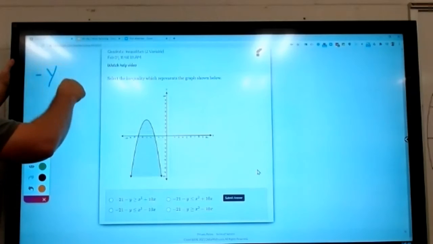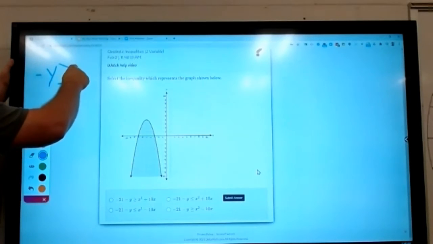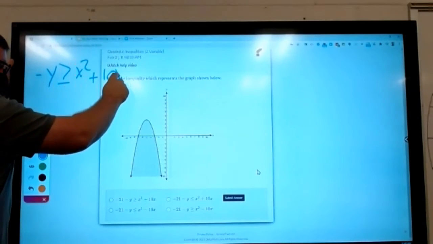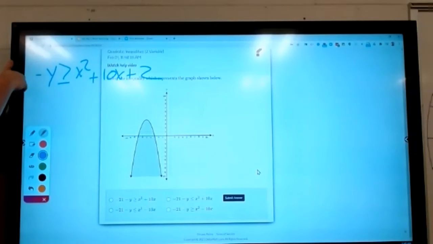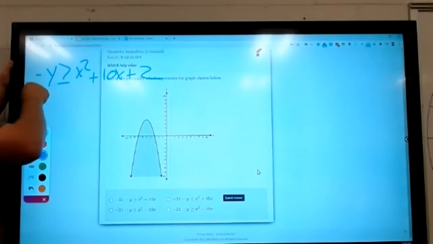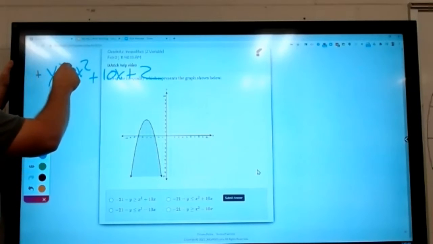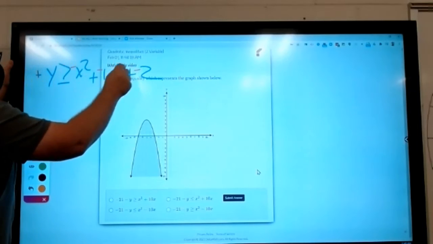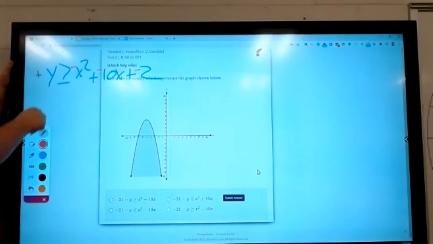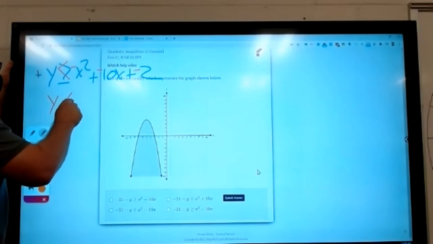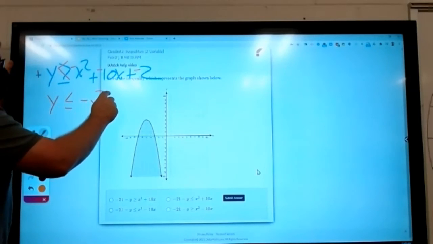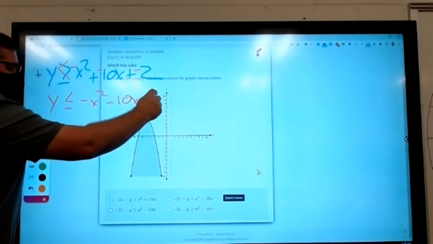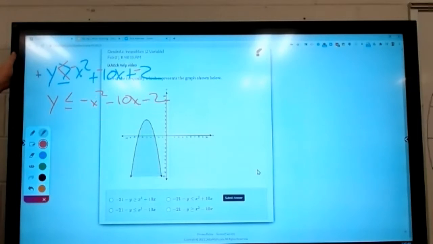Y, if I move that 21 over, what's wrong? What do you see? Negative. Negative. So if I switch the signs, what would I also need to do? How come? What did I just do? Divide it by a negative. I divided by negative. So I have y is less than or equal to negative x squared minus 10x minus 2. At this, what's up?